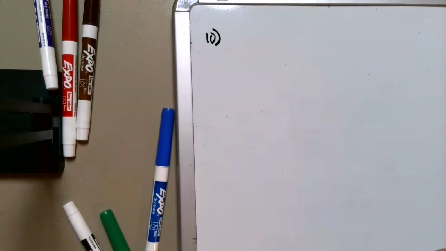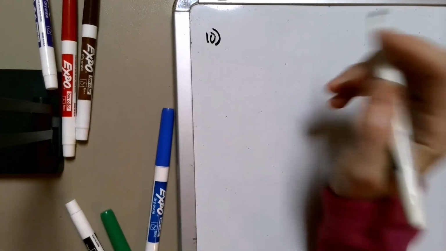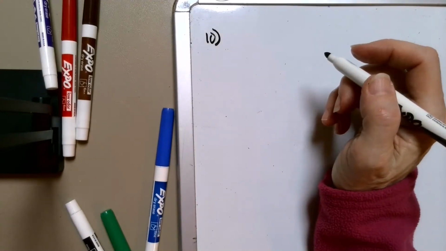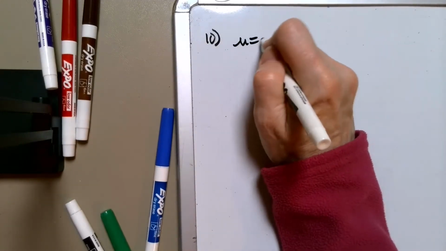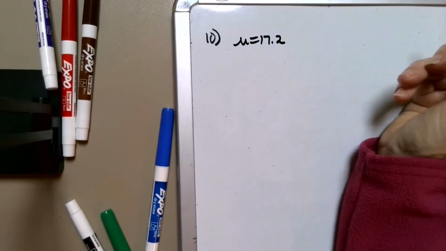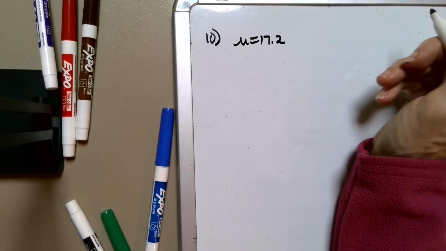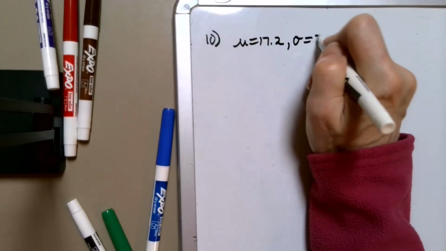All right, so number 10 says, a survey found that the American family generates an average of 17.2 pounds of glass garbage each year. That's our mean, mu. Assume the standard deviation of the distribution is 2.5 pounds. So that's sigma, 2.5.